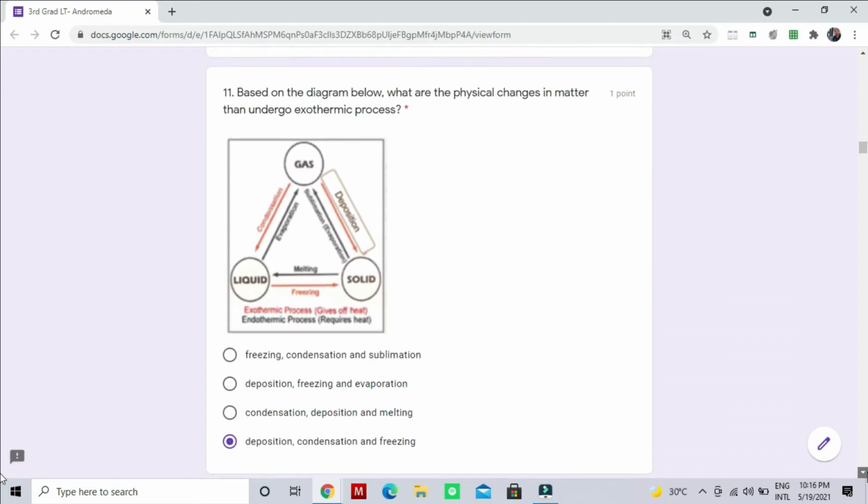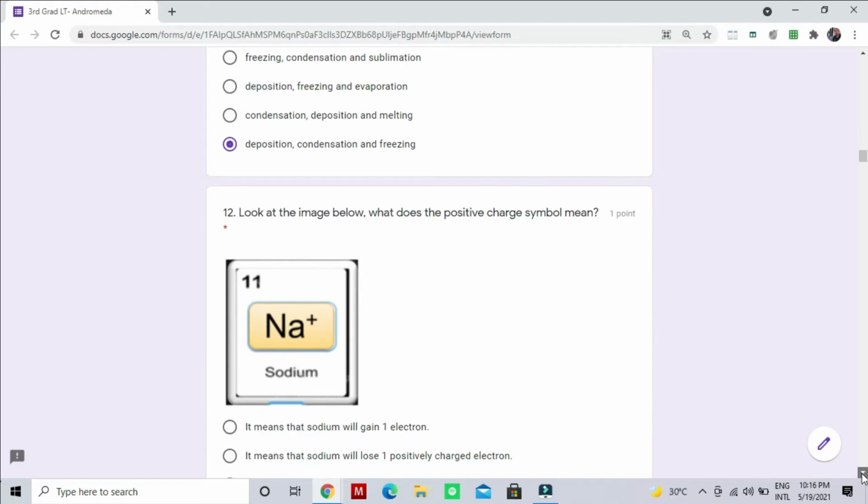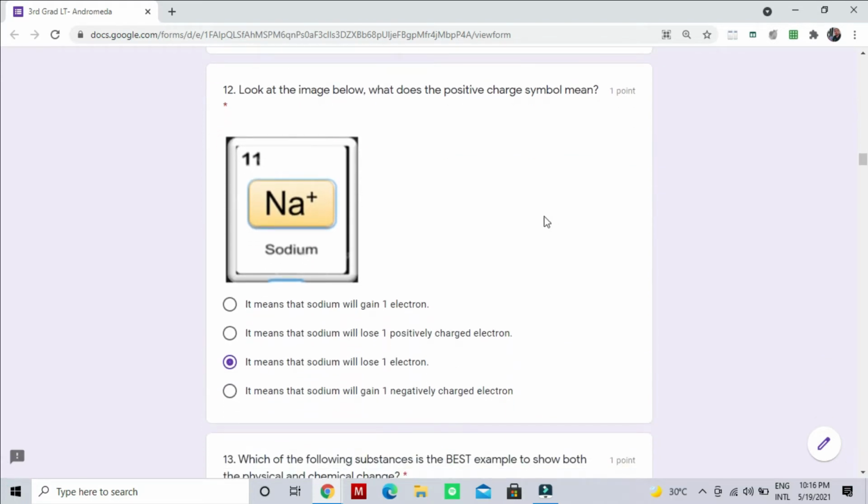Question number 11. Based on the diagram below, what are the physical changes in matter that undergo exothermic process? The correct answer is deposition, condensation, and freezing. Question number 12. Look at the image below. What does the positive charge symbol mean? The correct answer is it means that sodium will lose 1 electron.